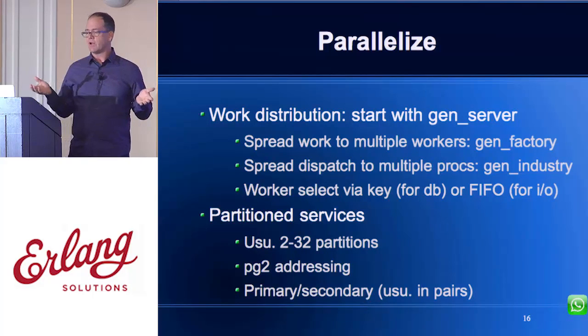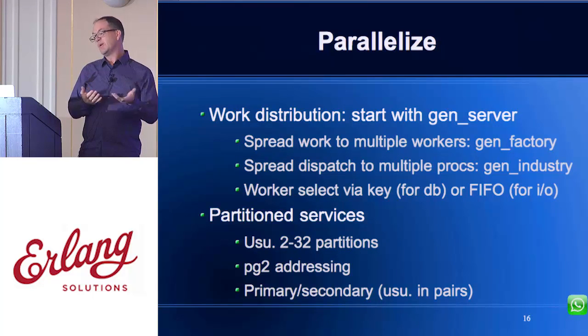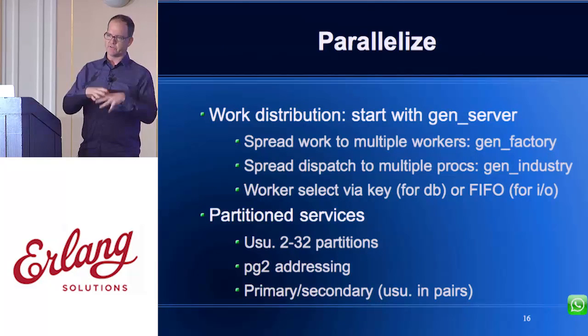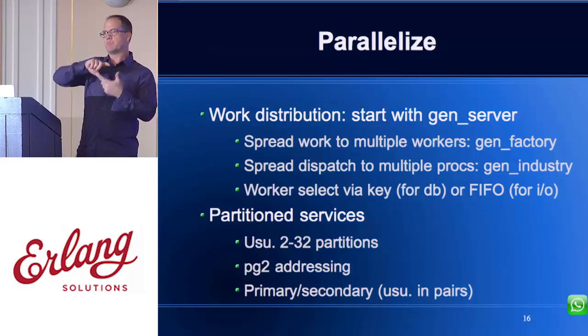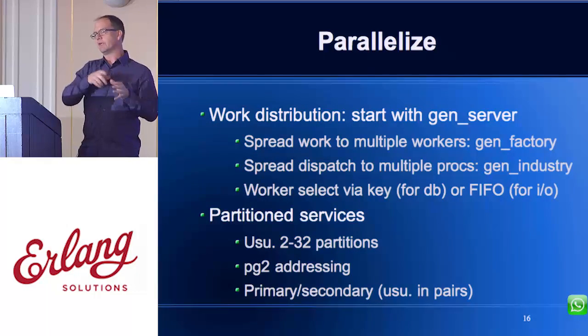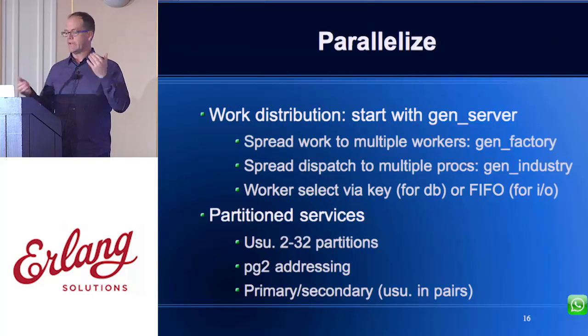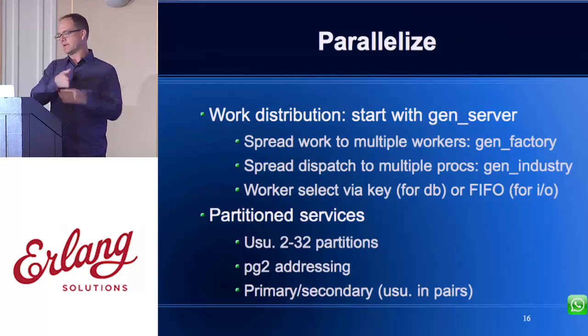Now, as you'd expect, all our services are partitioned. We usually, at this point, are partitioning between 2 and 32 ways. Most stuff is 32 right now. We use PG2 addressing to address those partitions throughout the cluster. And usually what we do is we run them in pairs. So a particular node will be primary for one partition and secondary for another, and then they'll have a peer, which is the flip. And if one or the other of them goes down, then they'll be handling both primary traffic and secondary traffic.